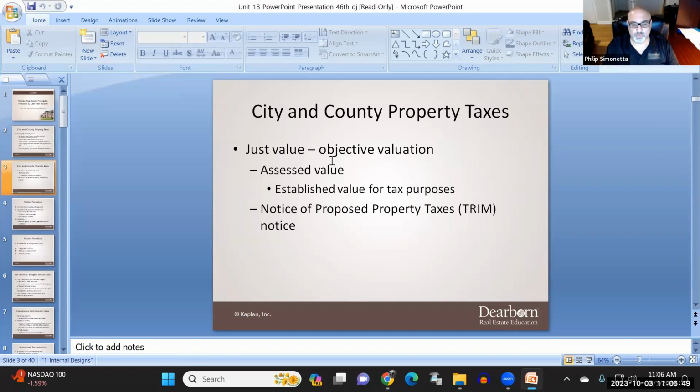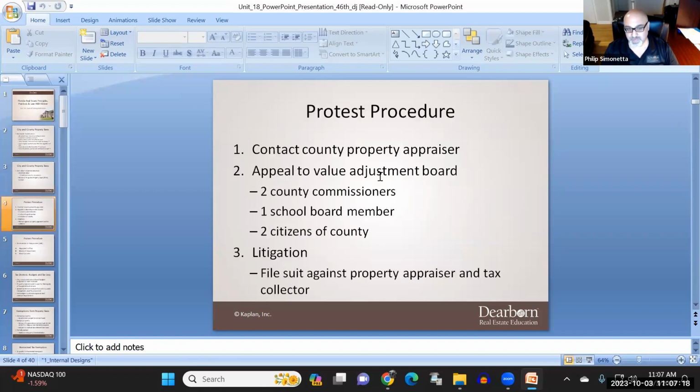When they're calculating the taxes, there's something called the just value, and that's an objective valuation. To get that valuation, they come up with an assessed value, which is established for tax purposes. Every year in November, you get a notice of proposed property taxes. It's called a TRIM notice. It says what's due, when it's due, when you pay it, and everything.